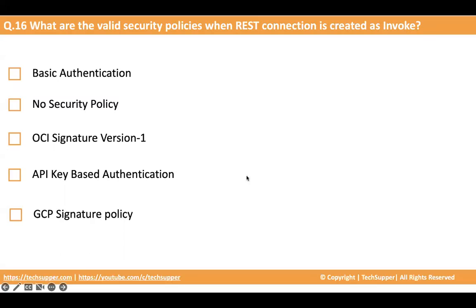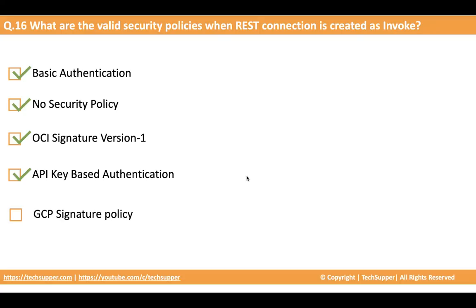When you open the security policy dropdown, you will find various security options available. But what are the valid options among those? The valid options are basic authentication, no security policy, OCI signature version 1, and API key based authentication. GCP signature policy is not a valid option under the security policy dropdown.